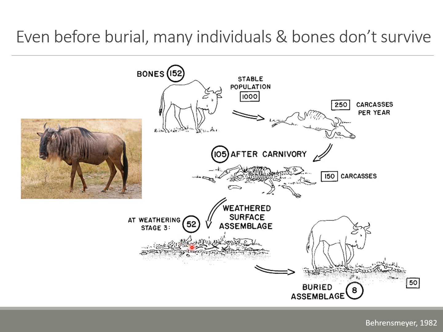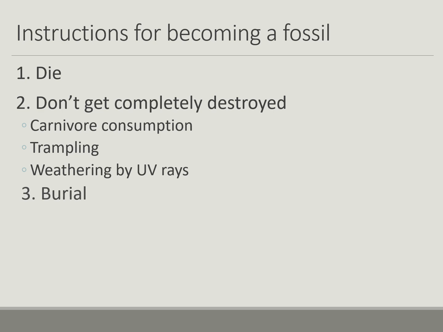Okay, and then what actually gets buried is, let's say on average, 8 bones in an individual out of the original 152, and then 50 individuals out of the original 1,000. Okay, so you see how small a percentage in terms of the bones and number of individuals actually get buried relative to the stable living population of wildebeest. Okay, and burial is a really, really key step in becoming a fossil, as we'll see now.